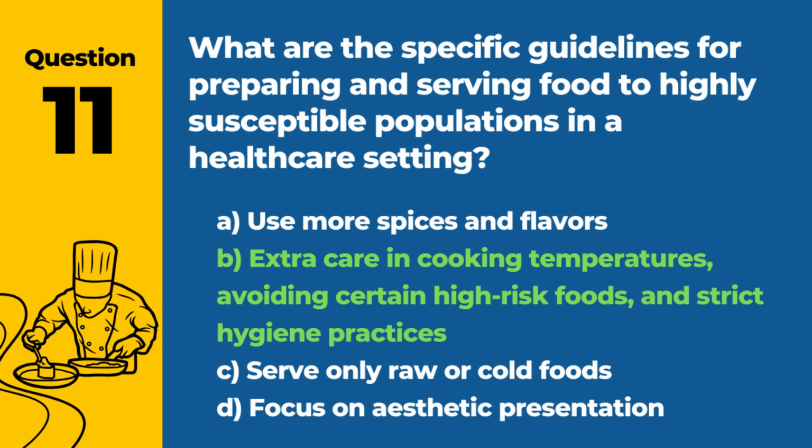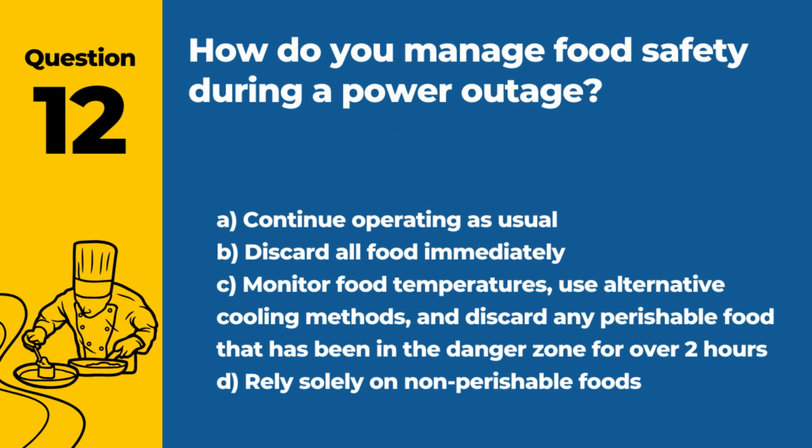Answer B. Extra care in cooking temperatures, avoiding certain high-risk foods, and strict hygiene practices. When preparing and serving food to highly susceptible populations, such as those in healthcare settings, it's important to take extra care with cooking temperatures, avoid high-risk foods like raw fish or unpasteurized dairy, and maintain strict hygiene practices to prevent foodborne illnesses.